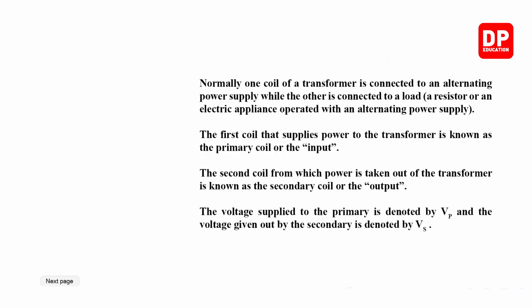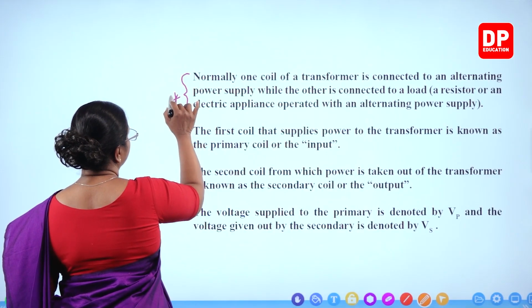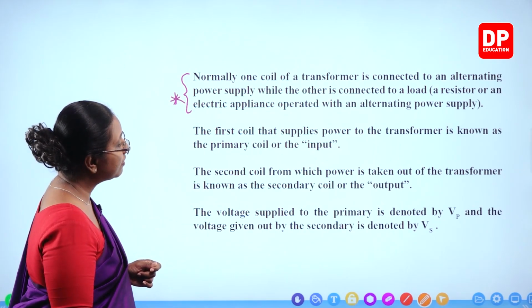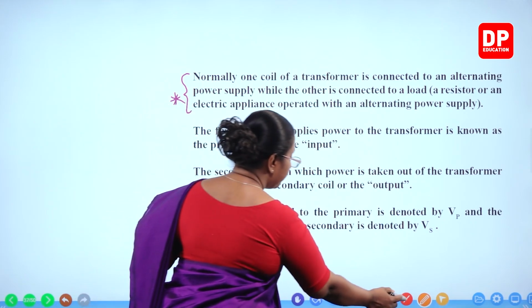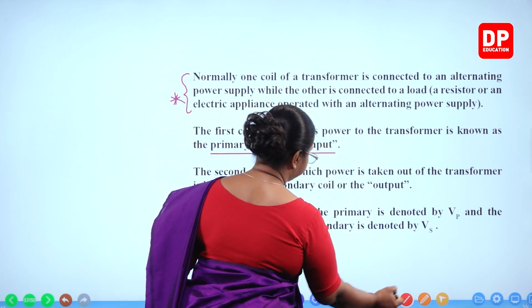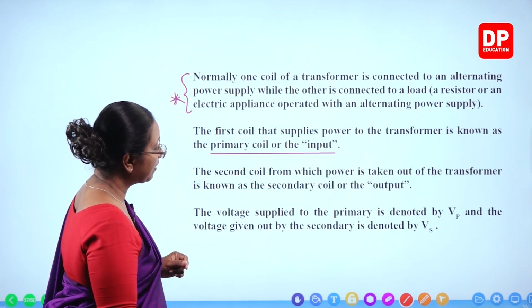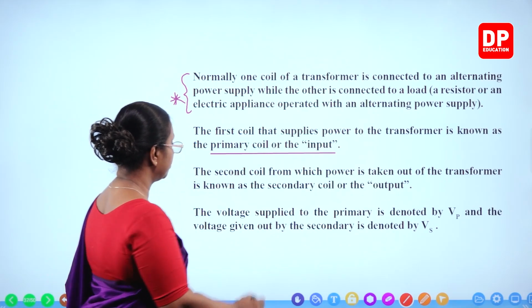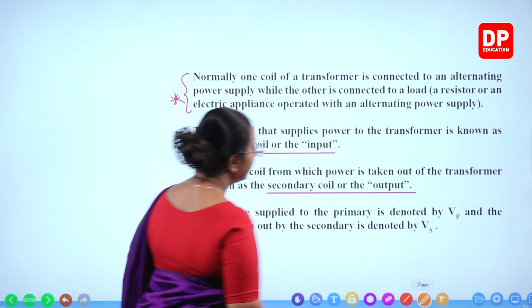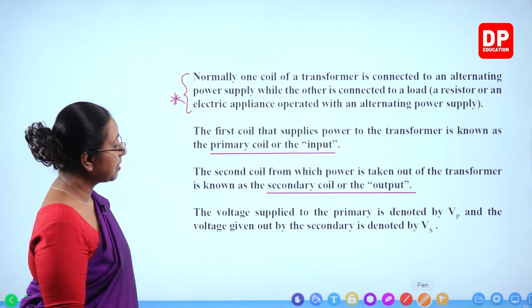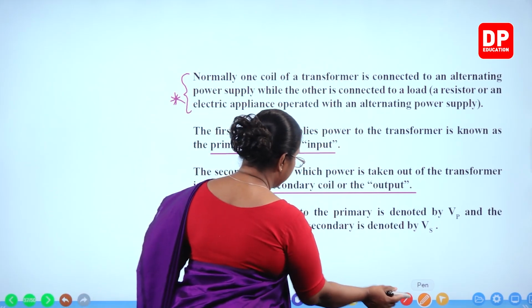Here you can see normally one coil of a transformer is connected to an alternating power supply, while the other is connected to a load or a resistor or an electric appliance operated with an alternating power supply. So that is all what we discussed before. The first coil that supplies power to the transformer is known as the primary coil or input. The second coil from which power is taken out of the transformer is known as the secondary coil or the output. The voltage supplied to the primary is denoted by Vp.